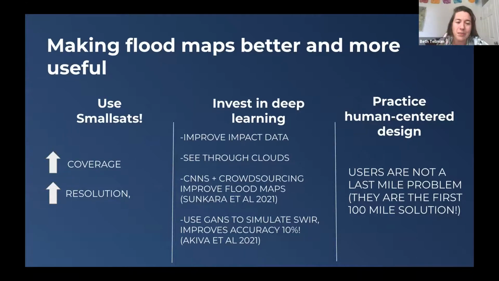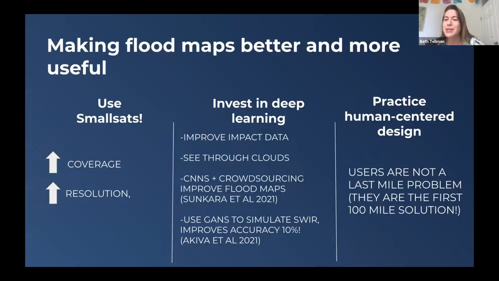One is use SmallSats when you can. The increased coverage and resolution really makes a difference. And I'll show you an example of that. Invest in deep learning in the AI revolution. I know it sometimes seems like AI is a bunch of buzz and hype, but it actually works. And I'll show you examples and some recent published papers that you can dig into to see where our experiments prove that, I think, pretty convincingly.